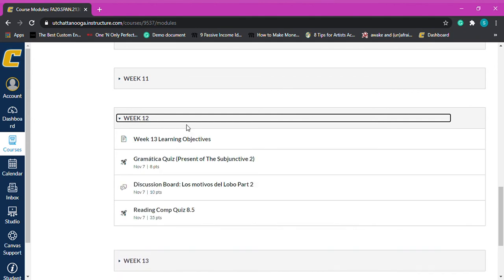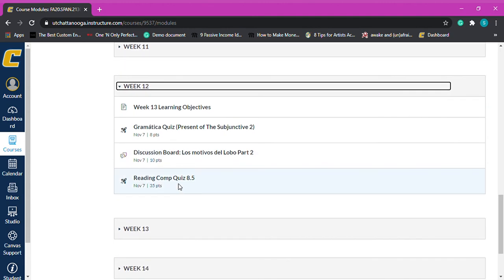For week 12, we have another grammar quiz, and we have a discussion board for the second part of Los Motivos del Lobo, and then we have a reading comprehension quiz, which follows up on the previous one.